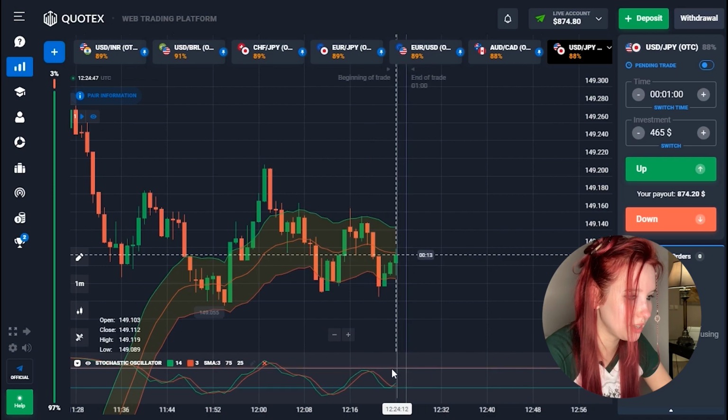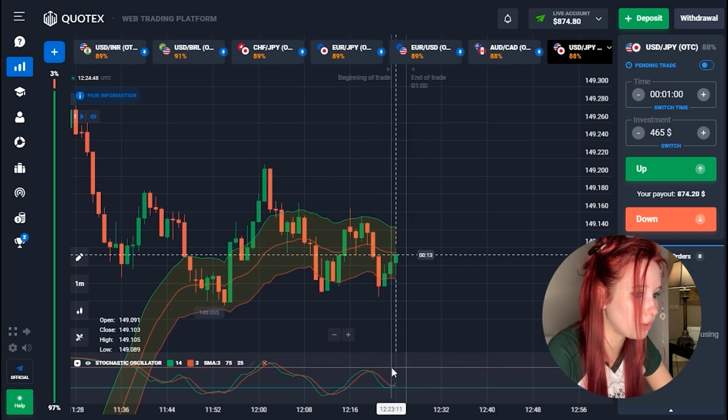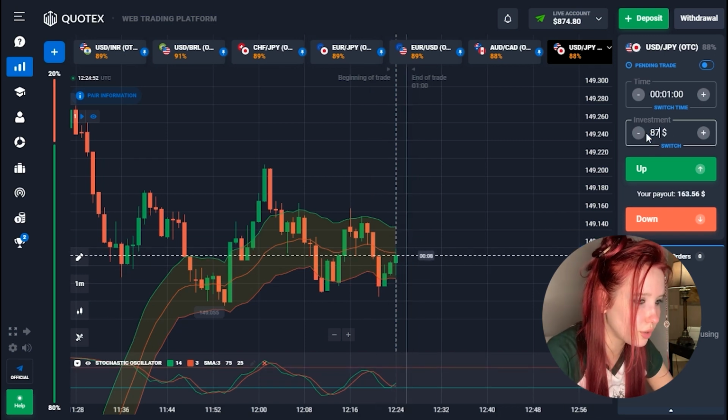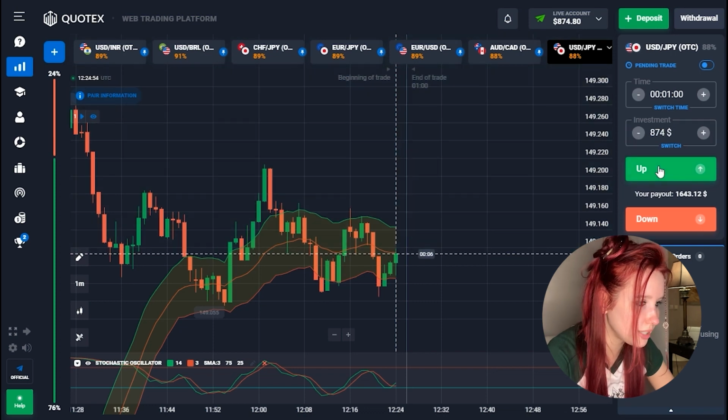So here we see that the 25 mark has been crossed on the stochastic oscillator. This is our first signal for growth. The second signal for growth is that the candles have pushed off from the lower line of the Keltner channel, and they are now moving towards the upper one. I open a deal for 1 minute.